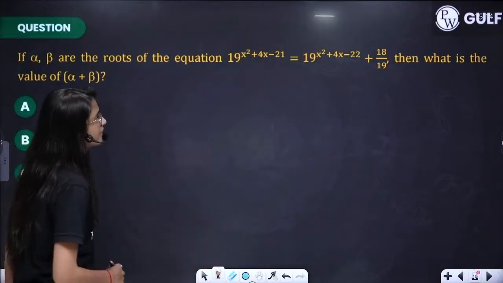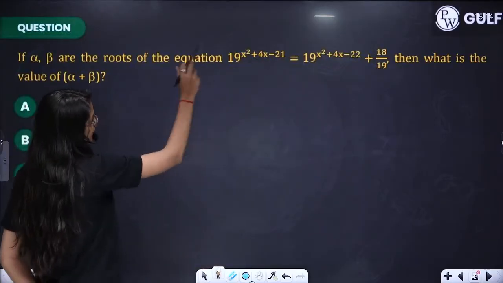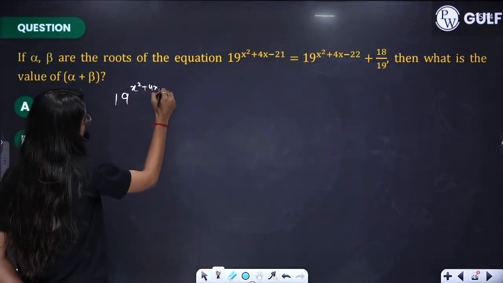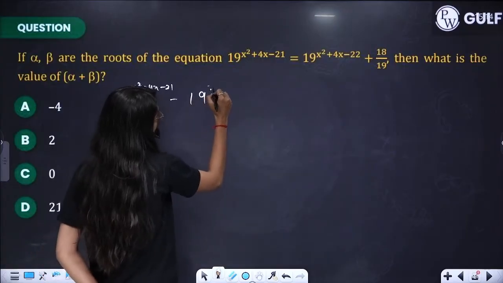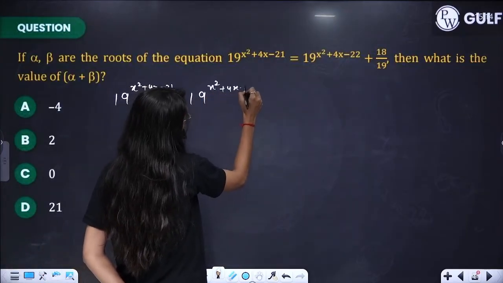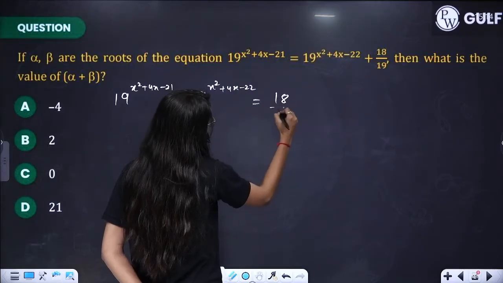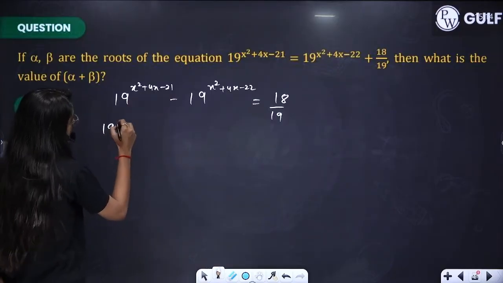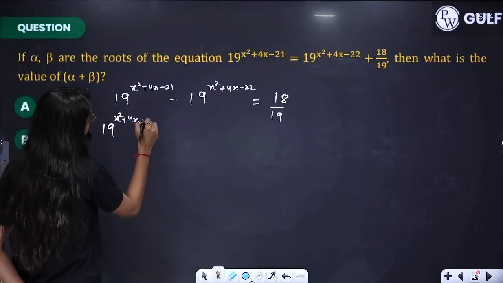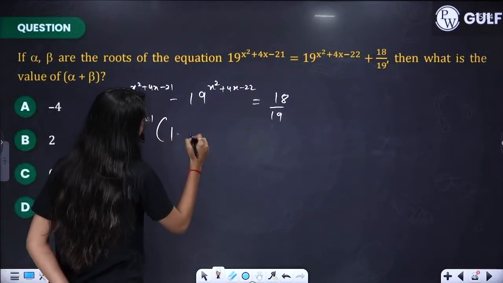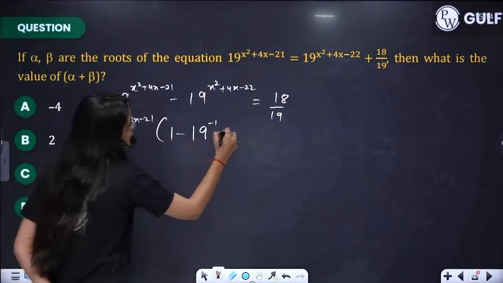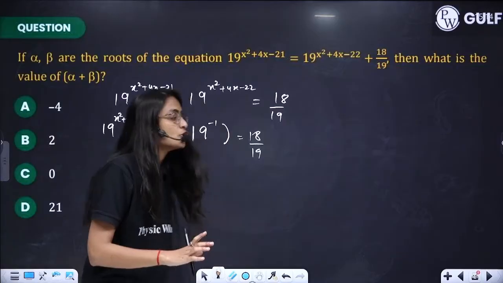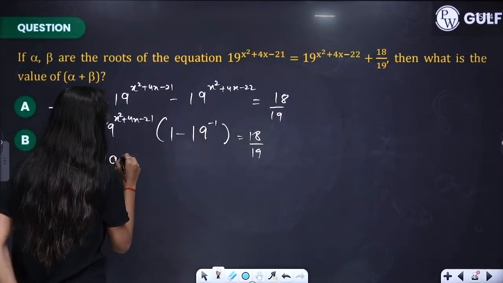Okay, so what can I see? The easiest way is, I'm bringing the 19 like terms together. So 19 raised to x square plus 4x minus 21 minus 19 raised to x square plus 4x minus 22 is equal to 18 by 19. I can take the least power common. That means 19 raised to x square plus 4x minus 21 I'll be taking common. In the bracket I'm remaining with 1 minus 19 raised to negative 1 is equal to 18 by 19. You can write it as 1 by 19. So you can take the LCM and it would be as simple as it is.